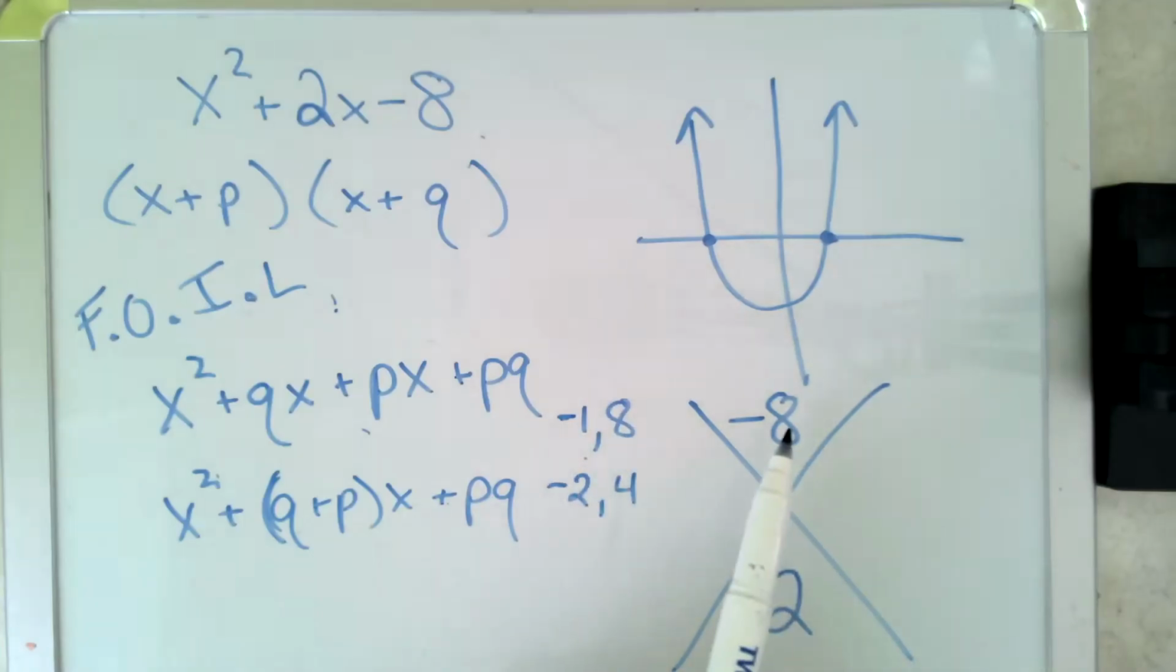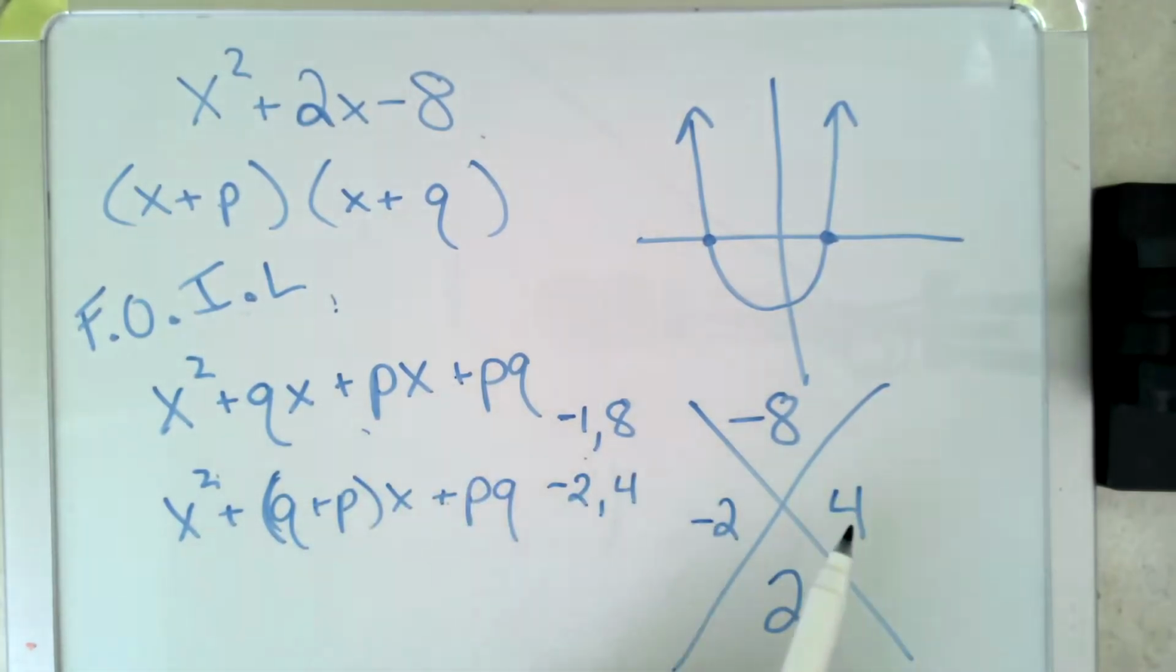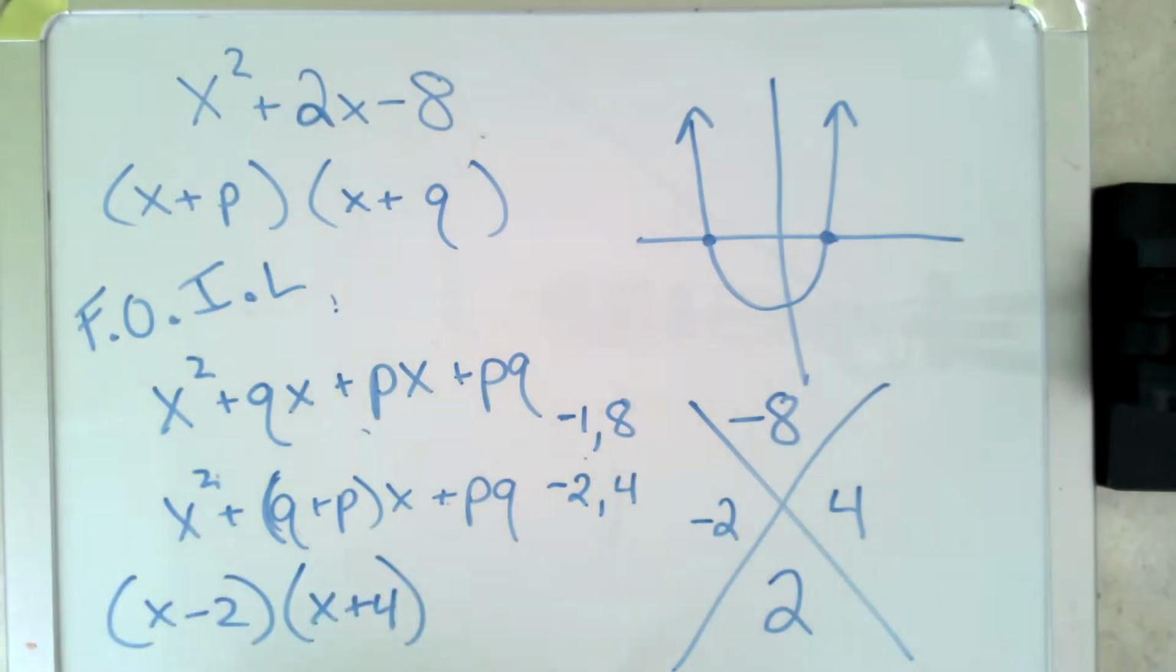Negative 1 times 8, negative 8. Negative 2 times 4, negative 8. And now I say, which of these two scenarios adds up to positive 2? Well, it's not that guy. That adds to positive 7. So it's this. And these two numbers go in here, minus 2 and 4. And those two numbers are my p and my q, and those are my factors.